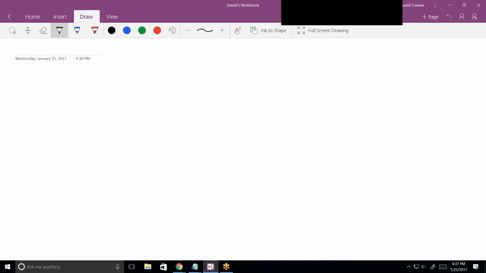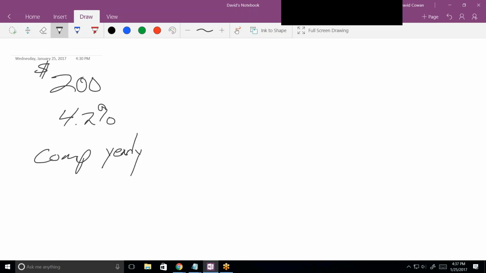Alright, so a principal of $200 is deposited in an account that pays 4.2% interest compounded yearly. Write and graph the exponential equation. Now, let me ask you something. Have they covered just yearly compounding, or have they also covered more often than yearly, or continuous compounding? Just yearly at this point? You haven't had all three? Yeah, just yearly. Okay. There's one general equation for yearly. It is this one.